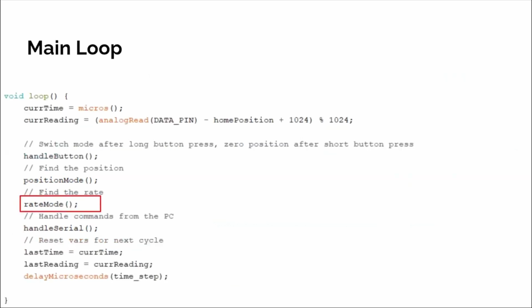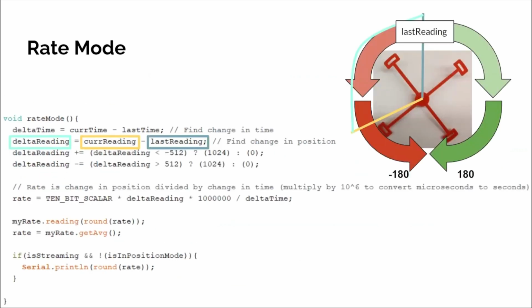Afterwards, we next go into the rate mode. In the rate mode, we must calculate the rate. In order to tell what the rate is, we must measure the change in position and the change in time. This can be done by taking the current values minus the previous values. We then normalize the change in position, since crossing from the 0 point to 356 could look like a massive change, but really it's only a change of 4 degrees.